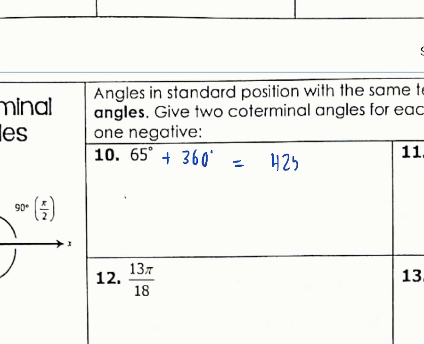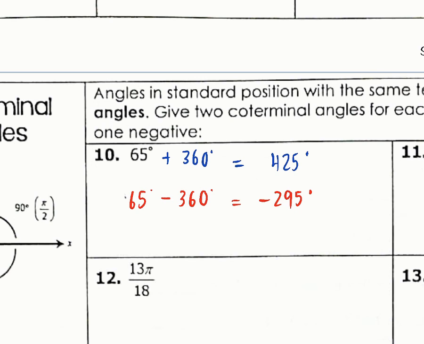425. And what's 65 minus 360? 295. Negative 295. Those are coterminal angles. Alright, is everybody listening to me? Are these the only coterminal angles? No, I just did one more positive one and one more negative one. What could I keep doing to keep finding more and more coterminal angles?